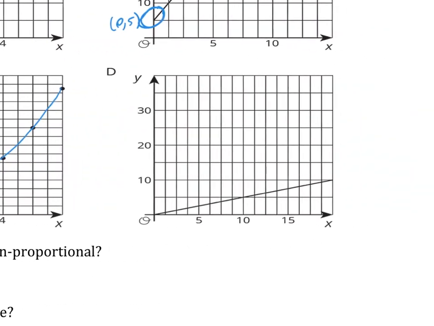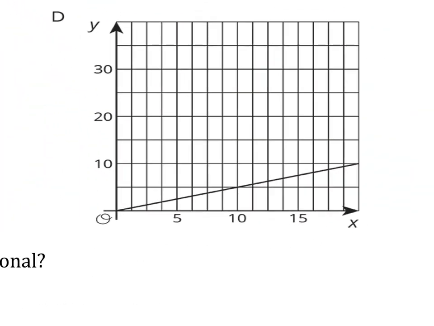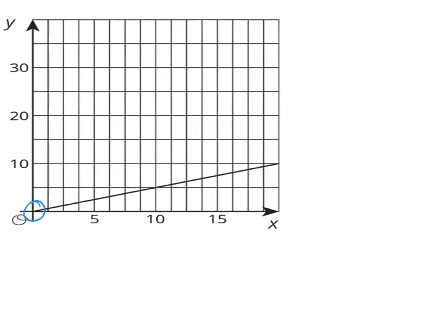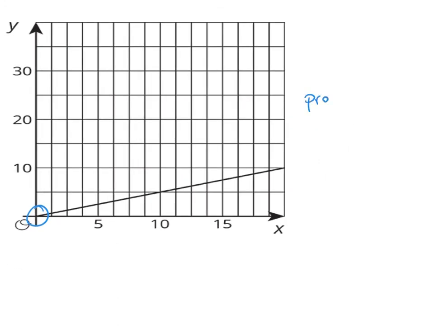And then finally, if I look at D, it already provides a line for us. It is nice and straight. It starts in the origin. So I know that D is proportional.